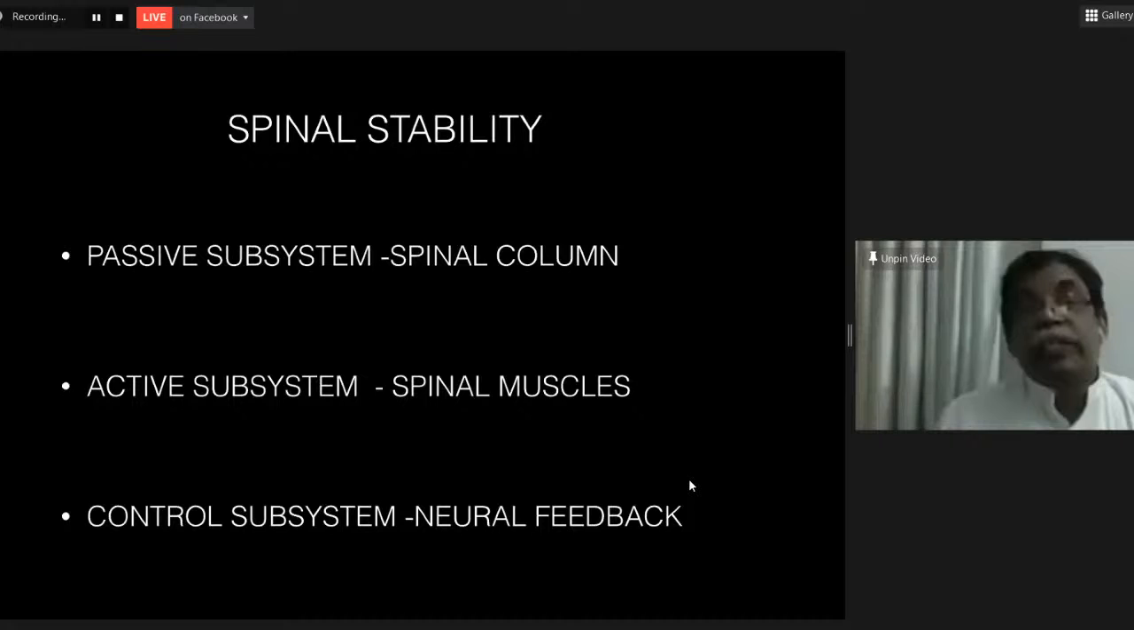of bone and ligaments; the active subsystem, which consists of spinal muscles, which are very strong and which maintain the balance. We prevent excessive movements. We maintain the curve so that ultimately the center of gravity in the spinal axis is maintained. And then there is a feedback system of neural feedback, which tells the brain what and which muscles to contact to bring them in balance.